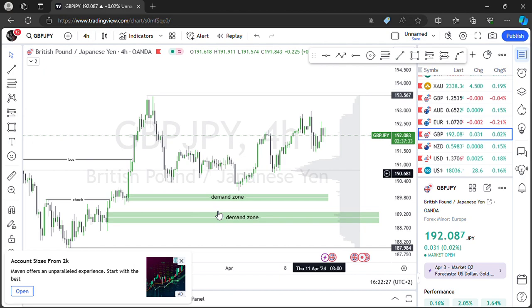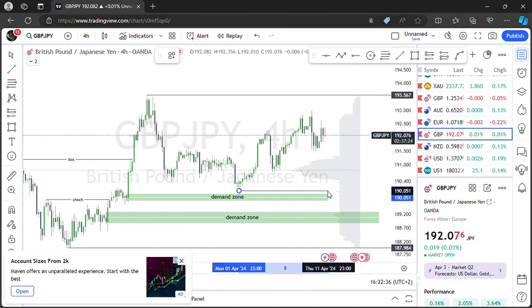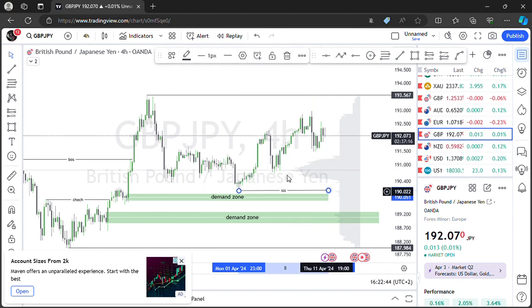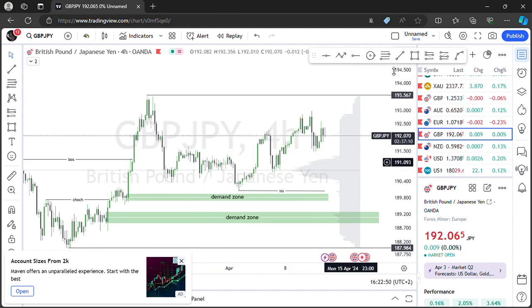So the second demand zone there, and then just above that second demand zone we have liquidity. We have a lot of buyers resting below this area. That's why it's our area of liquidity. So we have our liquidity here, untapped liquidity.